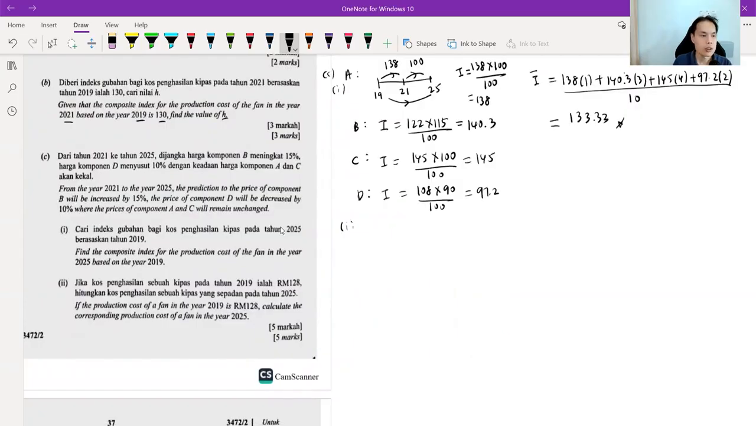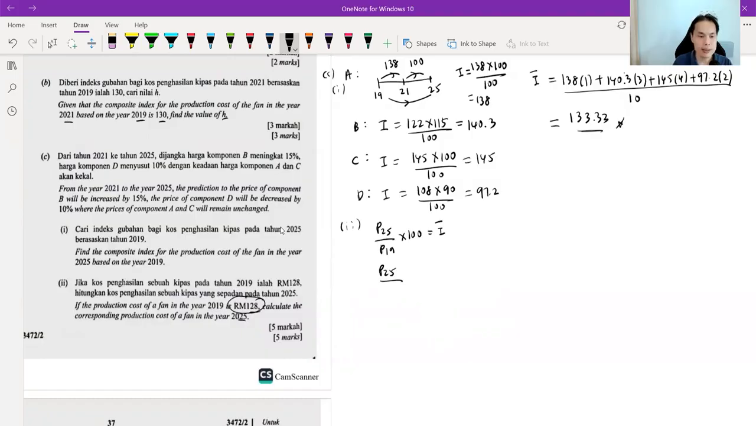C Roman 2. Okay, if the production cost of the fan in 2019 is 128 ringgit, calculate the corresponding production cost of the fan in the year 2025. So here, this is an assumption. When your overall cost of the component increased by 33.3%, so your overall production cost must increase at the same rate. So we can say the price in year 25 divide price in year 2019 times 100 must equal this composite index.